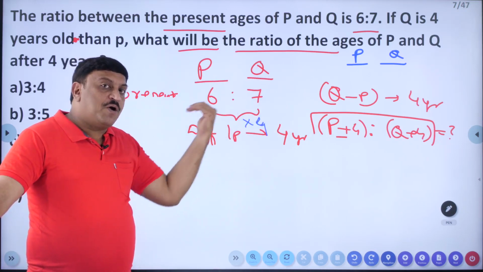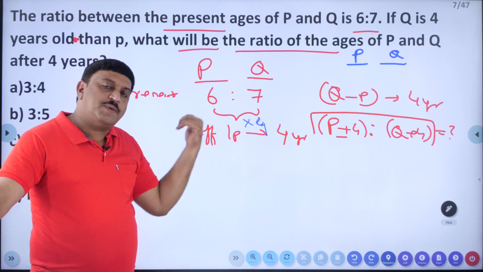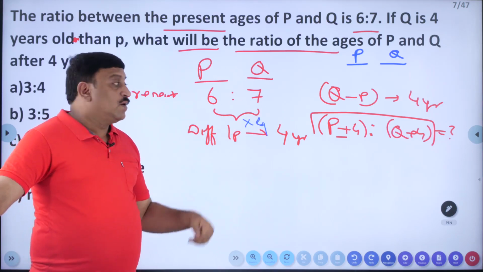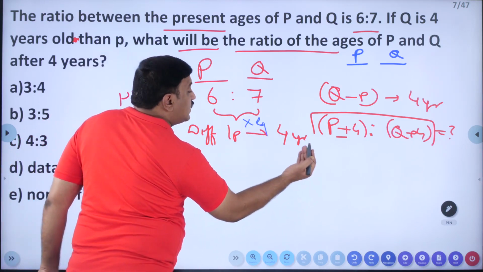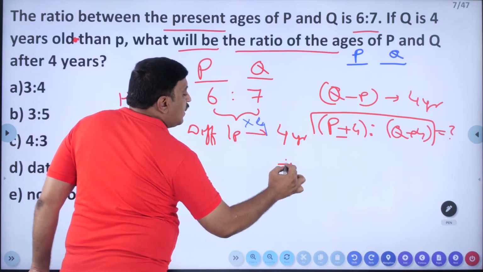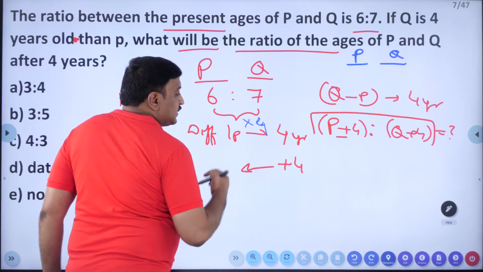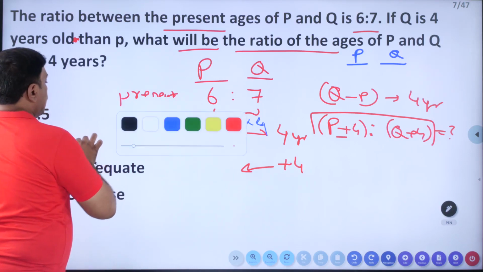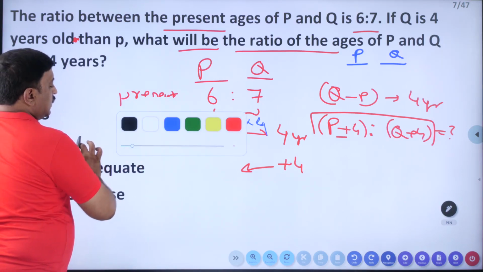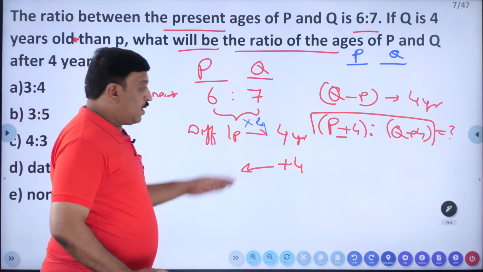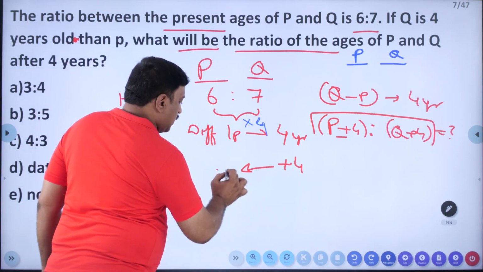8 years is equivalent to how many parts in the ratio? 8 years means 2 parts, double. Is it not? So if I say 1 part equals 4 years, then adding 4 years means adding how many parts? 1 part. Is it not?